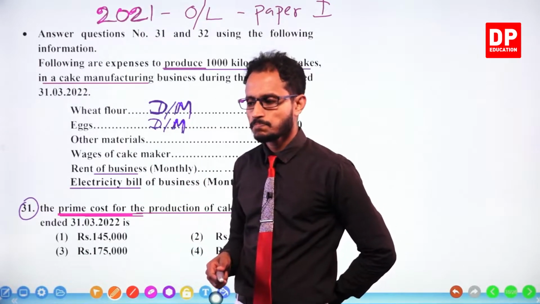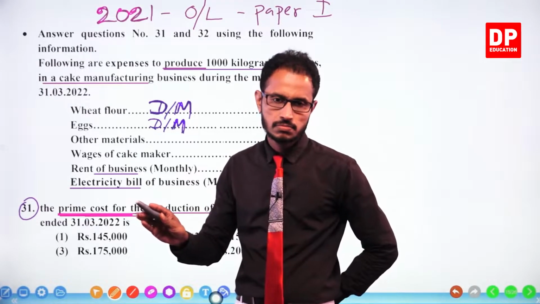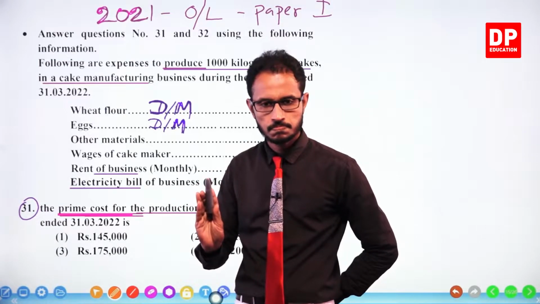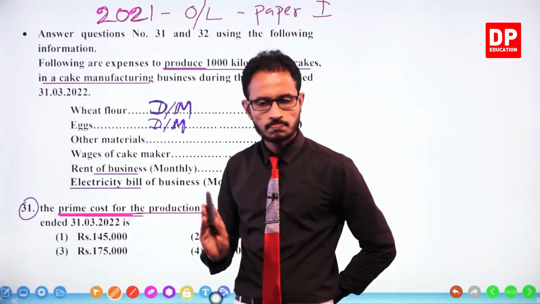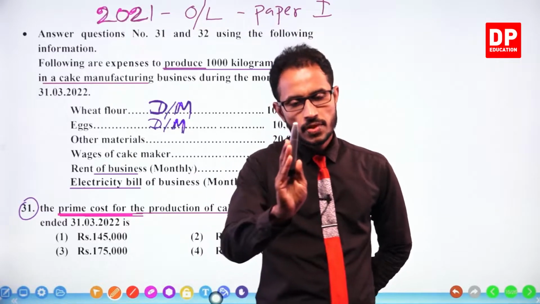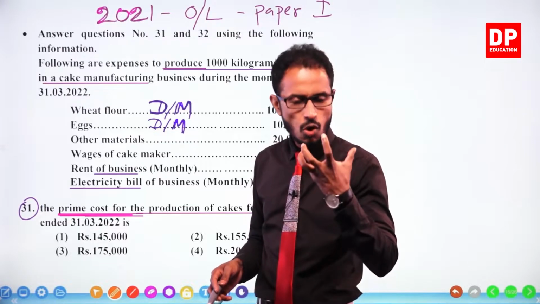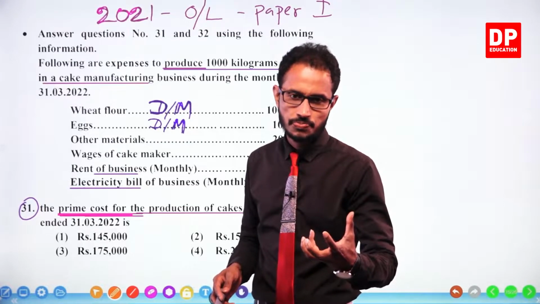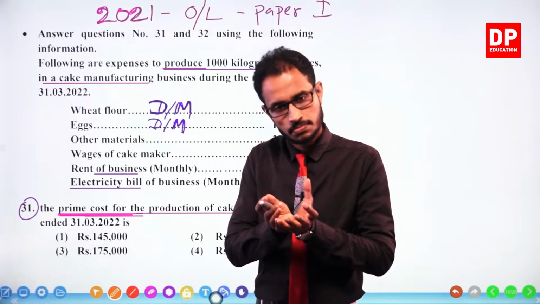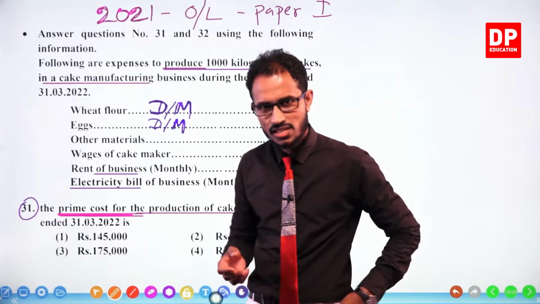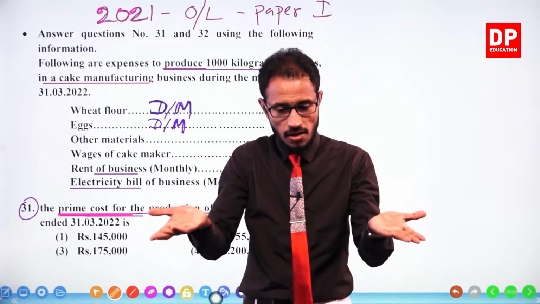Well, it's like this, children. Let's not say main material. Let's say the raw materials which can be clearly identified in the finished product. The raw materials which can be clearly identified in the finished product.